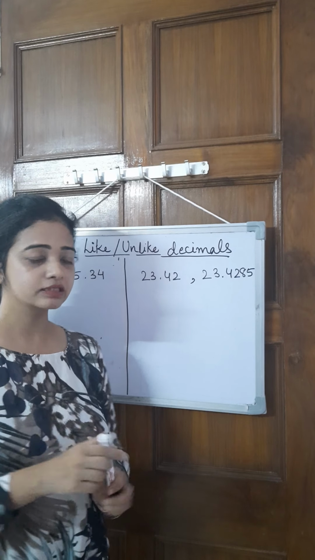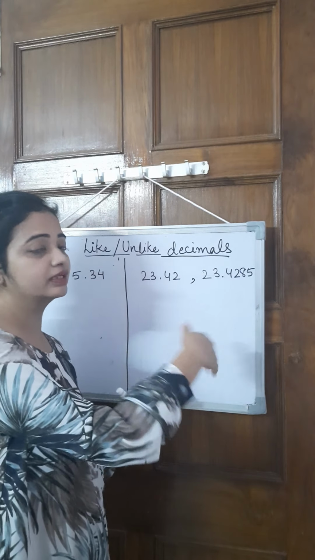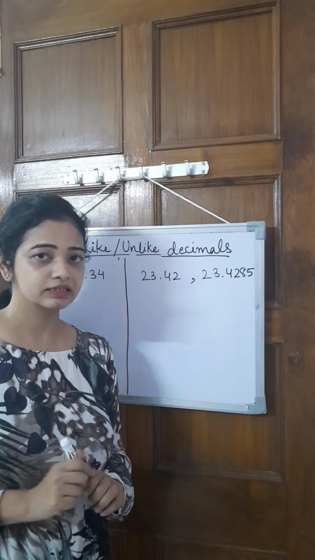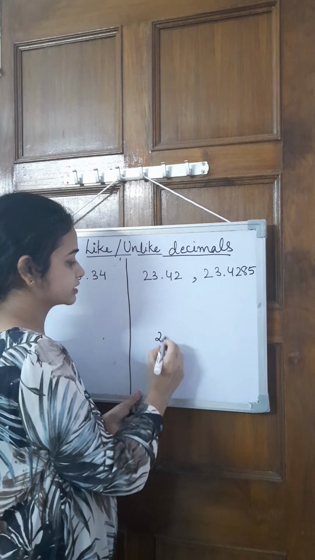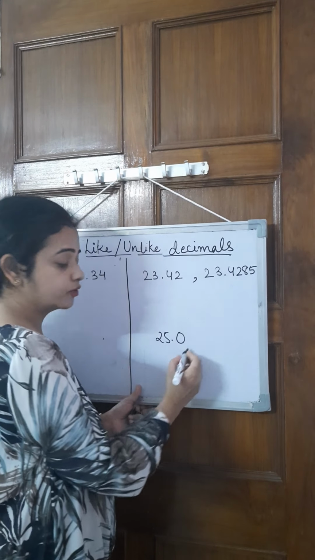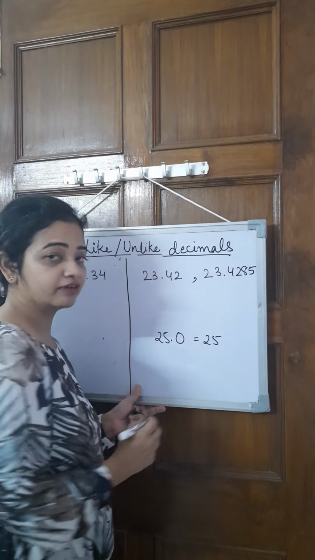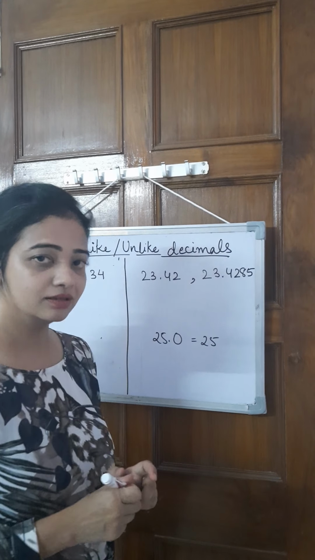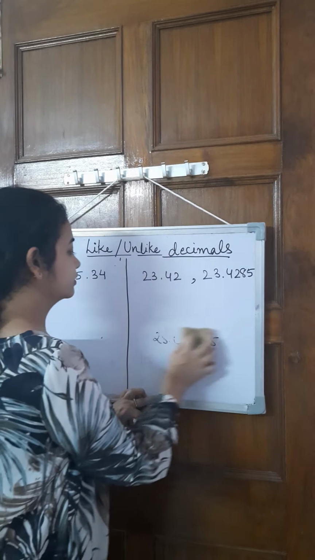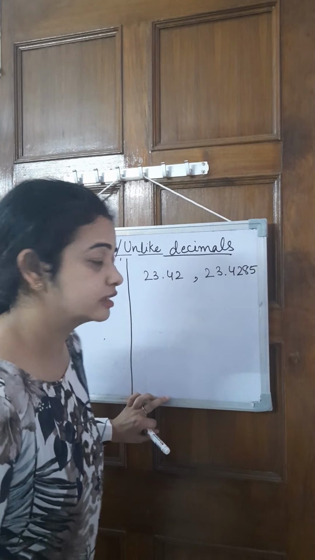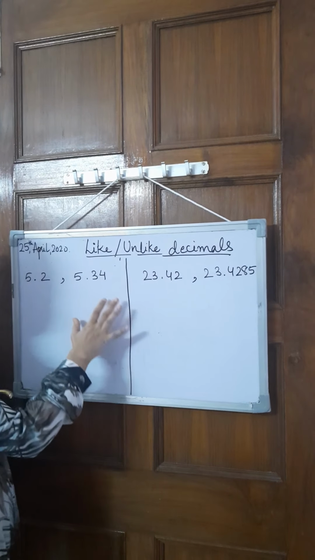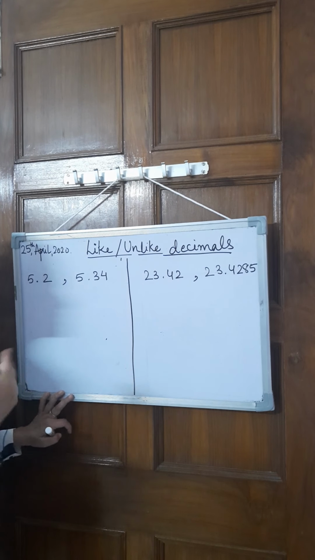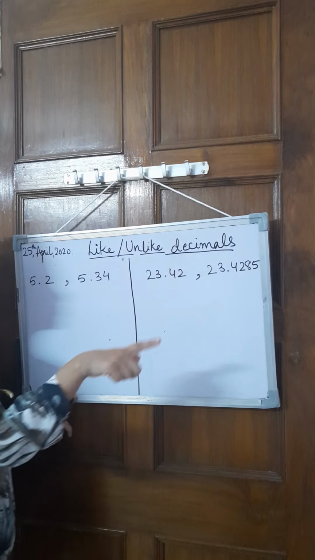You all know this, that if we place a point and then add zeros, it does not change the number. It remains the same, as we did in the previous class, that 25.0 is actually equal to 25. After the point, if I add zeros, it does not change the number. So we are going to do this here: to convert them to like decimals, where the places after the decimal are the same, we'll increase the number of zeros.